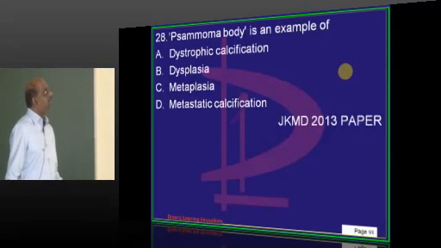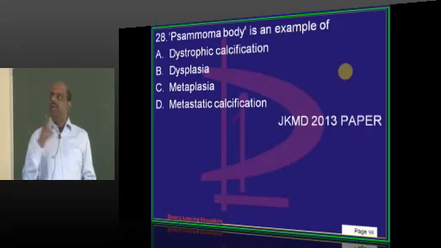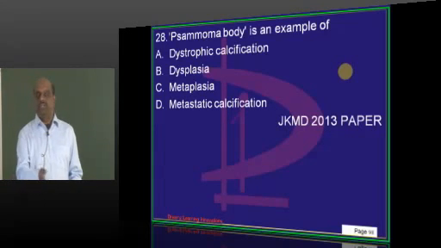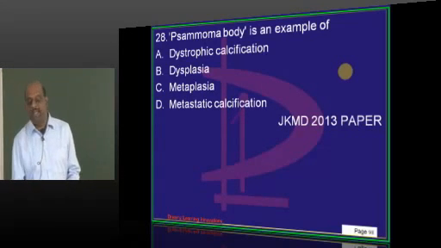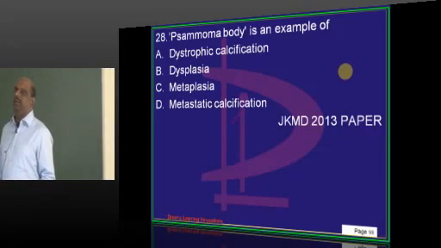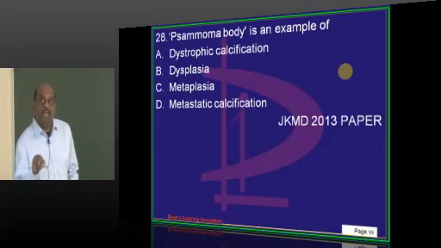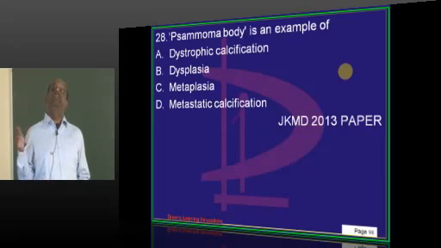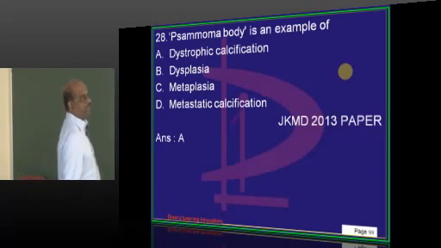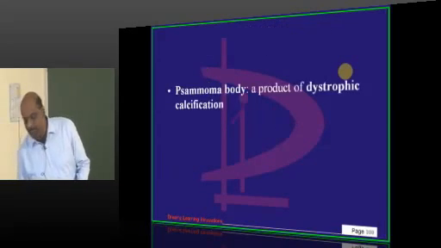Now doctor, Psammoma body, what is it an example of? There are 2 types of calcification. When calcium levels are high, even in normal tissues it will go and deposit, and that is called metastatic calcification. Though the calcium level is normal, if there is degenerated tissue, calcium will go and deposit into that, which is called dystrophic calcification. Psammoma bodies are an example of dystrophic calcification, is what you have to ultimately remember, doctor.